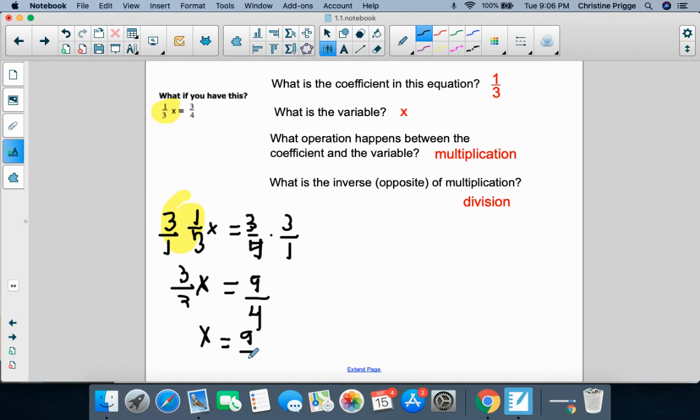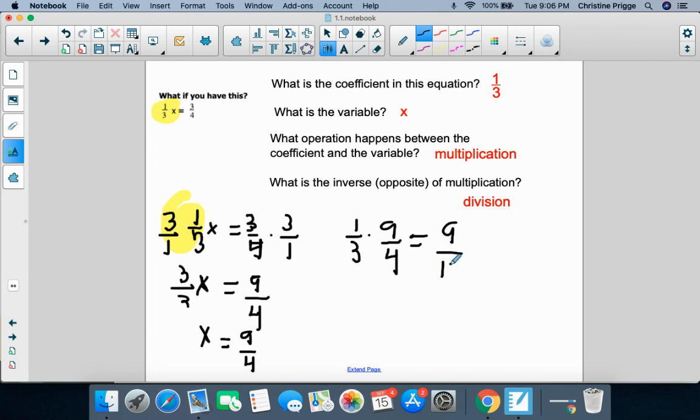We need to check it. We need to make sure. So we take our equation back up here and rewrite it. 1/3 times 9/4. And let's just solve it and see what it equals. 9 times 1, or 1 times 9, is 9. 3 times 4 is 12.